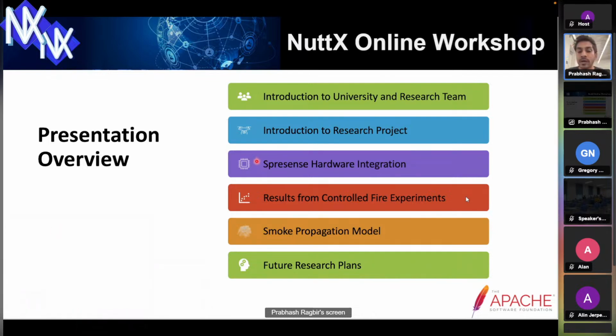Then I will talk about the Spresense and how we have incorporated it into our project. I will show some results from some of our experiments. We'll talk about a model that we're developing for smoke propagation, and I will conclude with some of our future research plans. We have quite a few different things that we will now be getting into, and this will heavily involve embedded systems, Spresense, and Nortex.